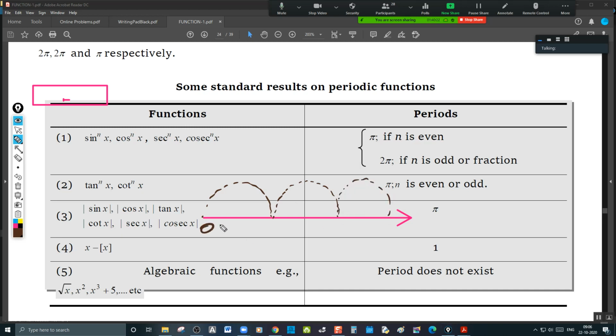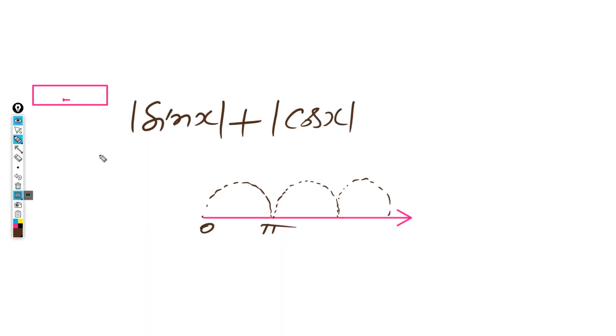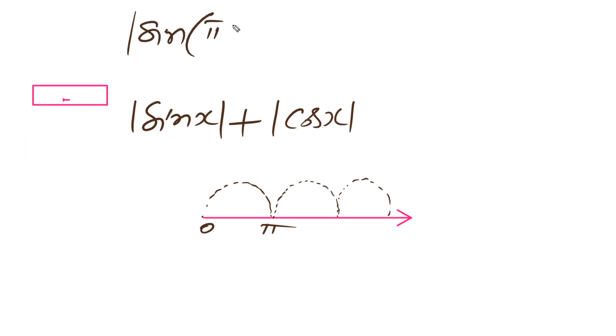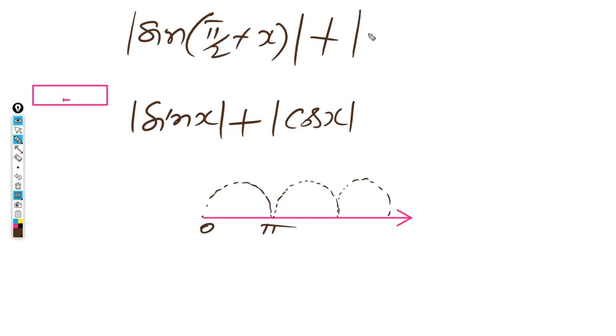But mod sin x plus mod cos x again differs. What I mean to say by mod sin x plus mod cos x, it repeats in pi by 2 interval only. You can verify this, of course. If the answer is straight away given, then you can verify the options like this. If you want to confirm whether pi by 2 is the fundamental period or not, replace x with pi by 2 plus x. Then it will become mod cos x.